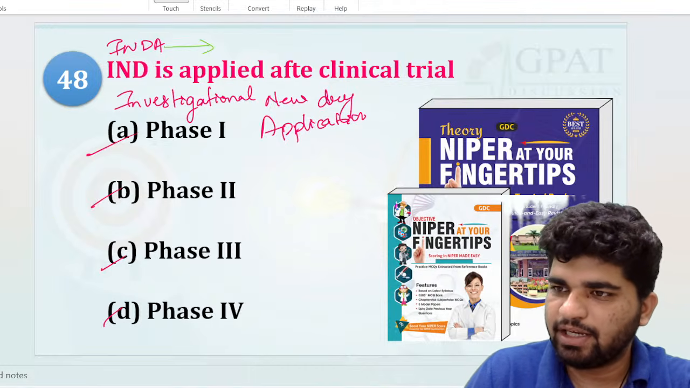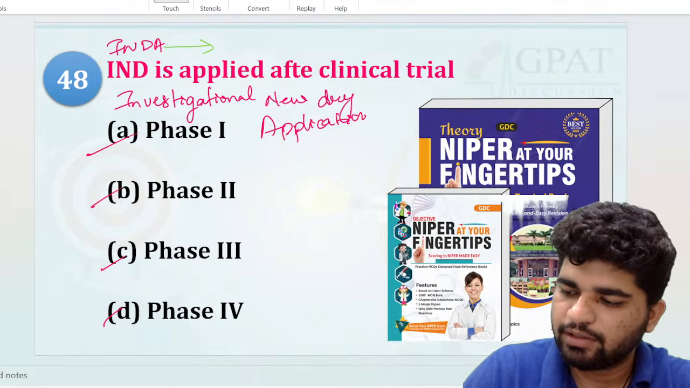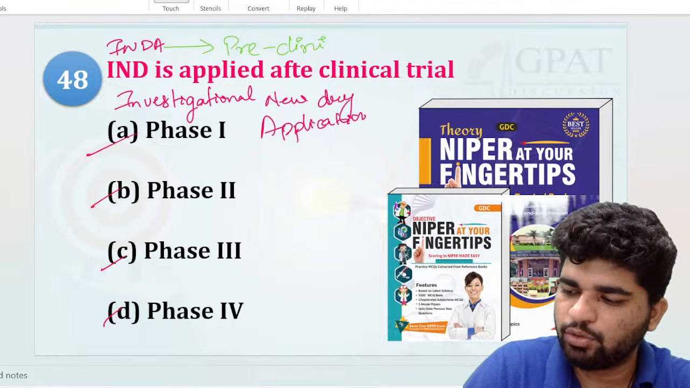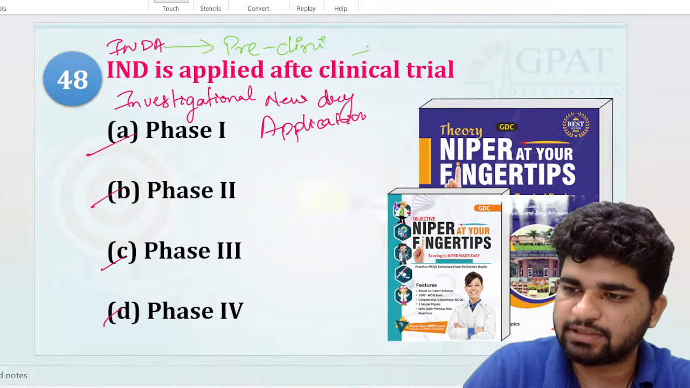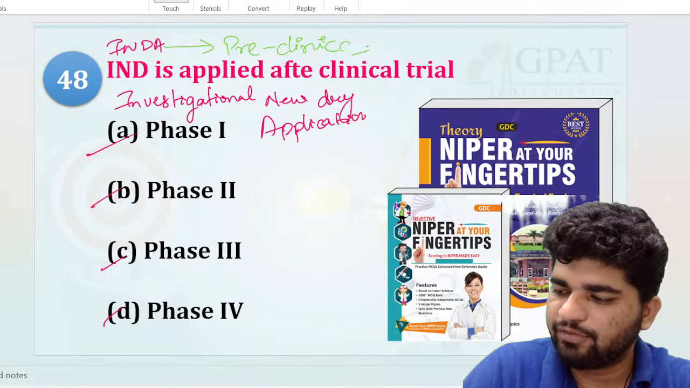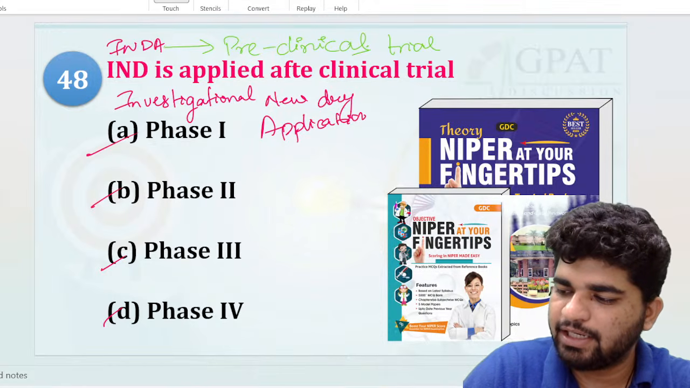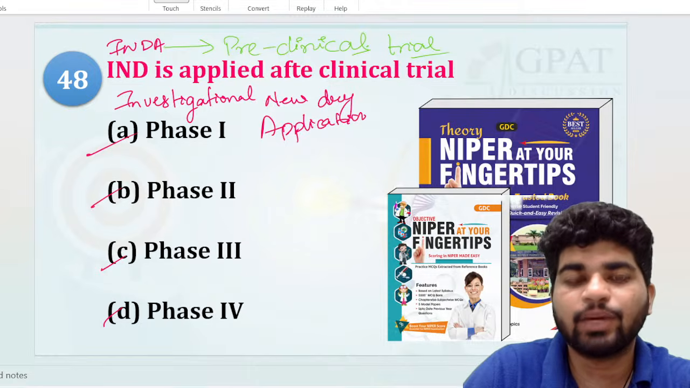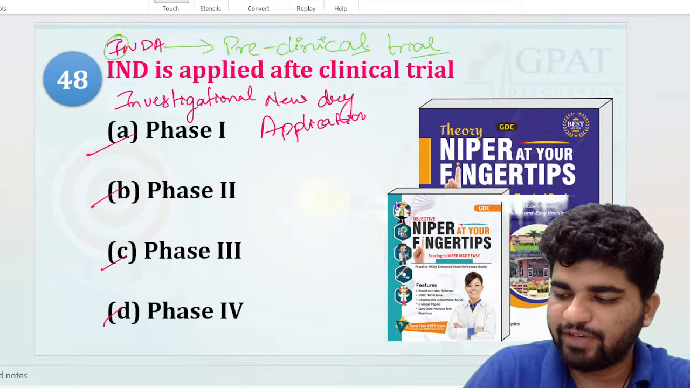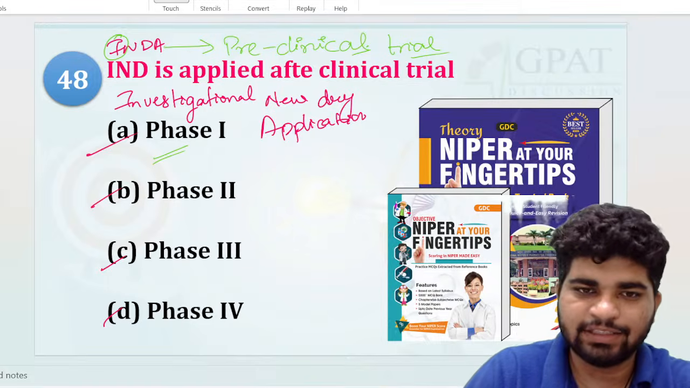IND is filed after preclinical trial. Remember, I told you this in the classes, right? Yes, exactly. After preclinical trials, IND is filed. Investigational New Drug application. So, before phase 1 clinical trial, IND is filed.